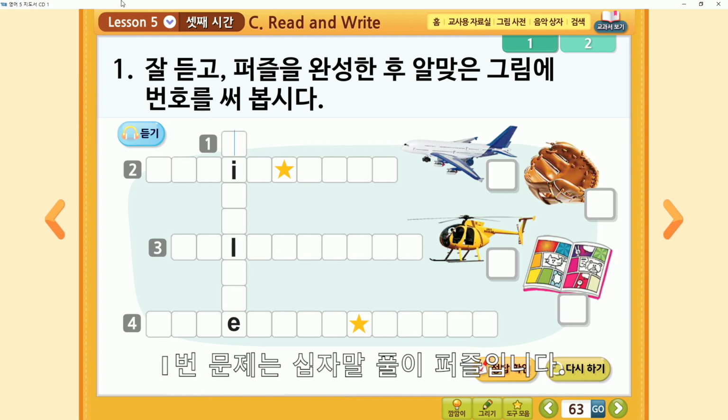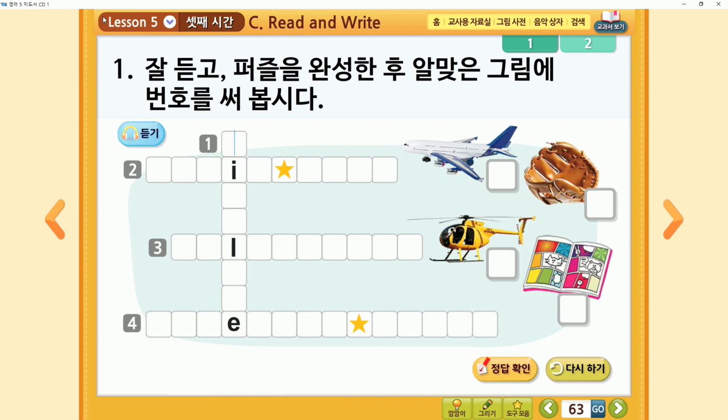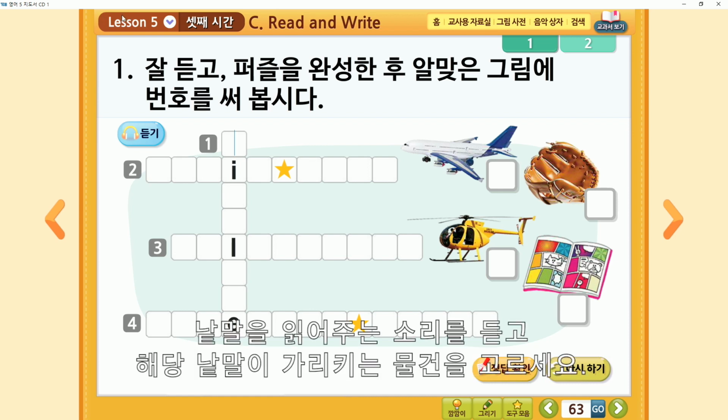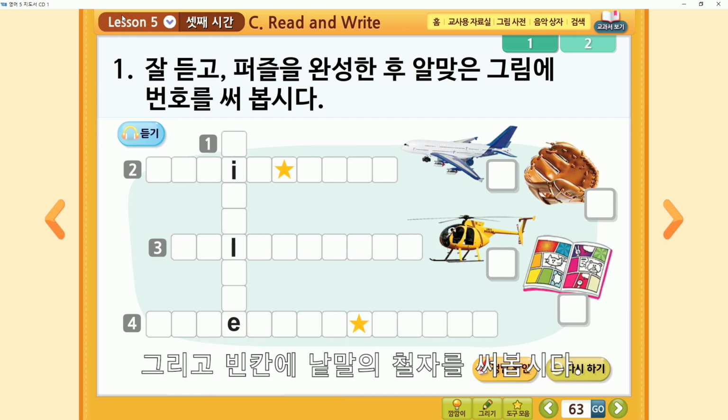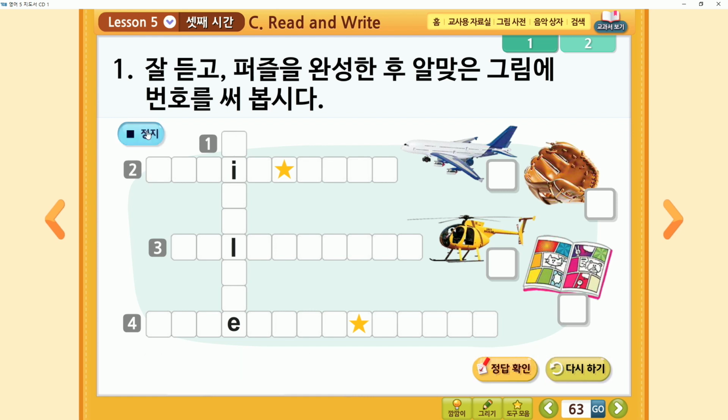C. Read and write. Now, there's a crossword puzzle in number one. So, listen to the audio and then find the pattern of each number. And fill in the boxes with letters of spelling of the word. 1. Airplane. 2. Comic book. 3. Helicopter. 4. Baseball glove. Okay, now let's listen again.